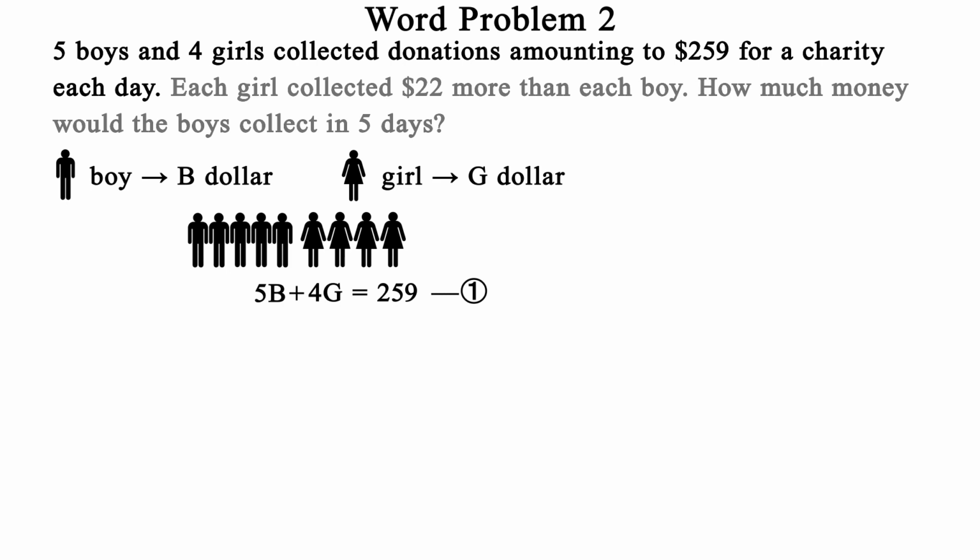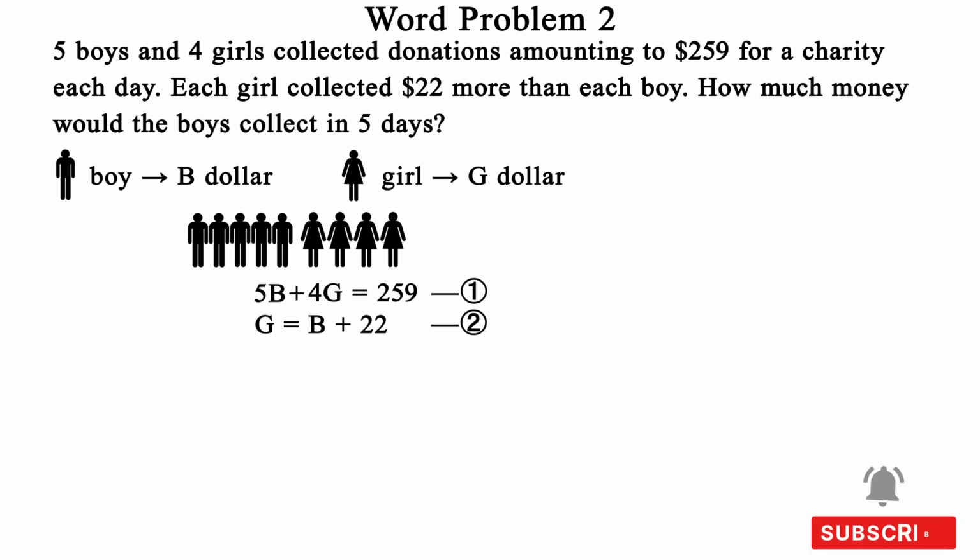Now we'll focus on the second sentence. Each girl collected $22 more than each boy. So each girl is collecting $22 more than each boy. That means G equal to B plus 22. G equal to B plus 22. That will give us our second equation.